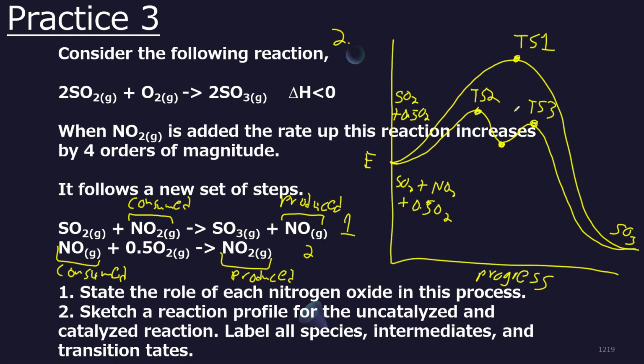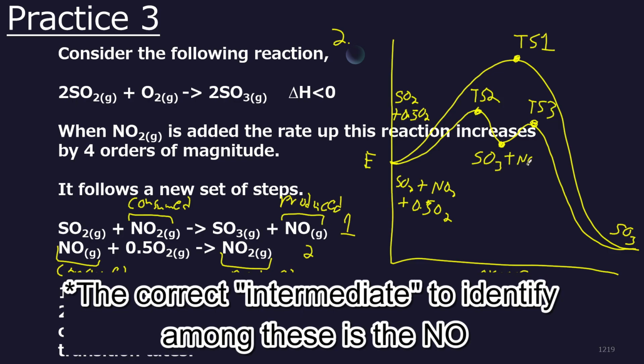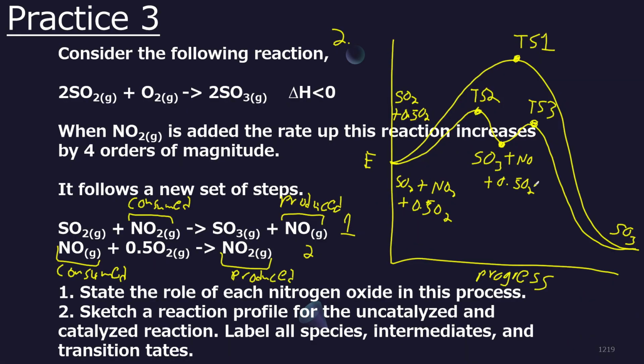And what is our intermediate? It's that equation on the right of the first step, SO3 plus NO, and our 0.5 oxygen that's required for the second step. Okay, and when it goes down to products, we have SO3, and then our catalyst, NO2, is regenerated. Okay, so catalyst is used to make the intermediate, but then is regenerated as the intermediate reacts.